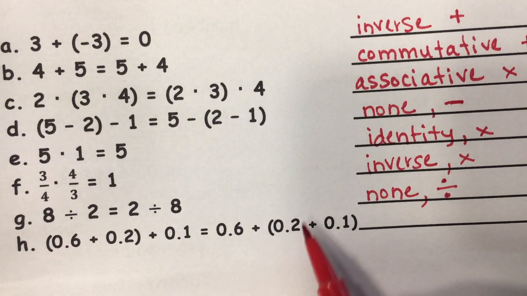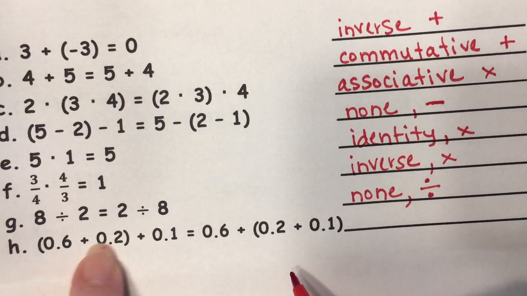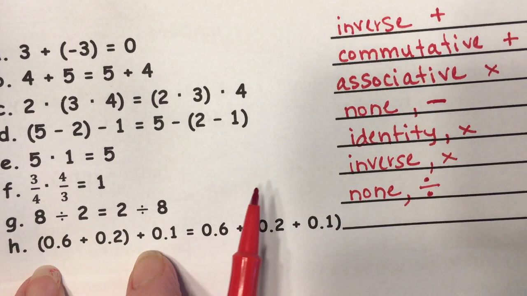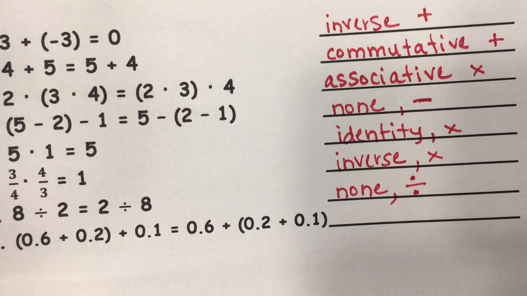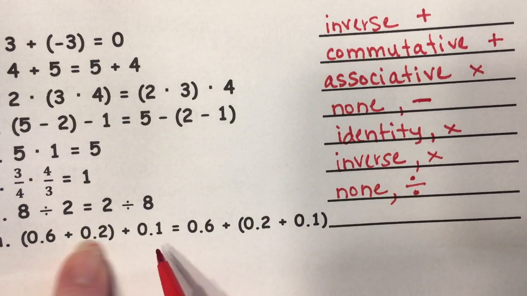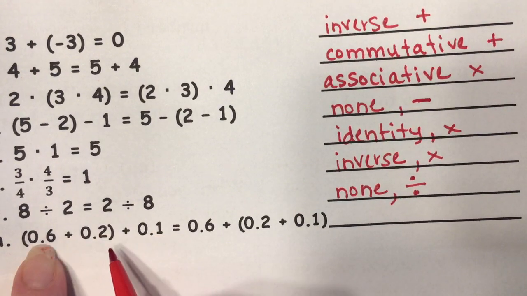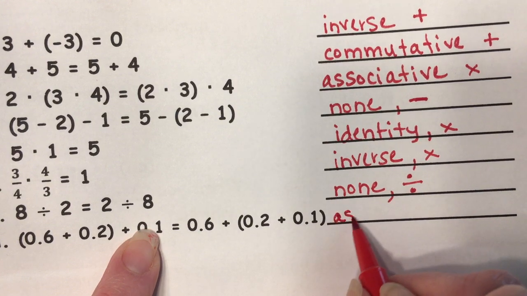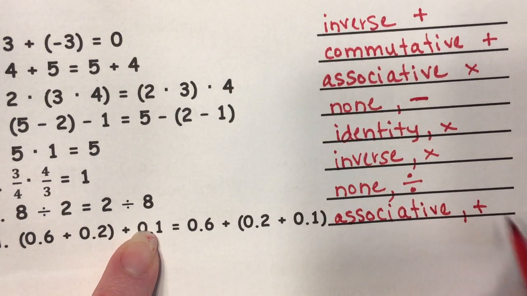The last one, H, you have 0.6 plus 0.2 plus 0.1. On the other side, you have the 6, the 2, and the 1. So the order is exactly the same. What changed was the parentheses. They were grouped differently in this one. So this looks like it should be associative. I just want to double check. Does associative work for addition? Yes, it does. So I'm okay. Associative, and it's addition.